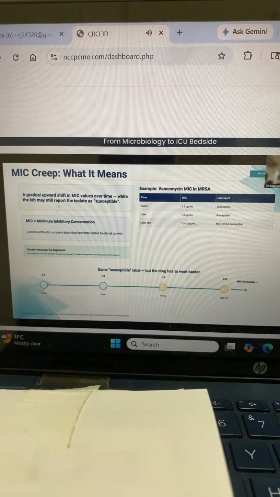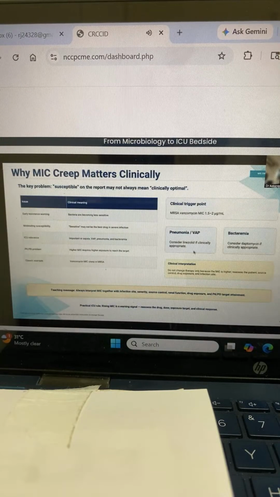Let's look at this with an example for vancomycin MIC and MRSA. You can see initially it was 0.5, but then gradually it kept creeping and reached near about the breakpoint, 2. So it is still susceptible, but the MIC has crept. So when the MRSA vancomycin MIC is near about 2, then you need to reconsider if the patient is not improving. If the patient has pneumonia, you can consider linezolid when it's clinically appropriate. In cases of bacteremia, you can consider daptomycin.